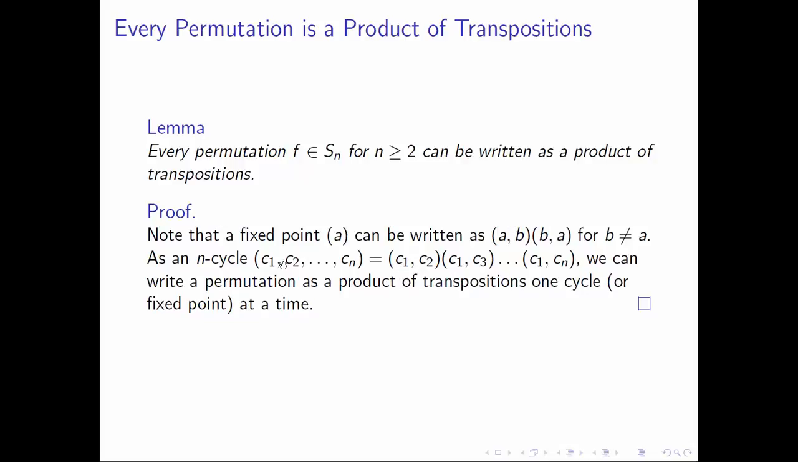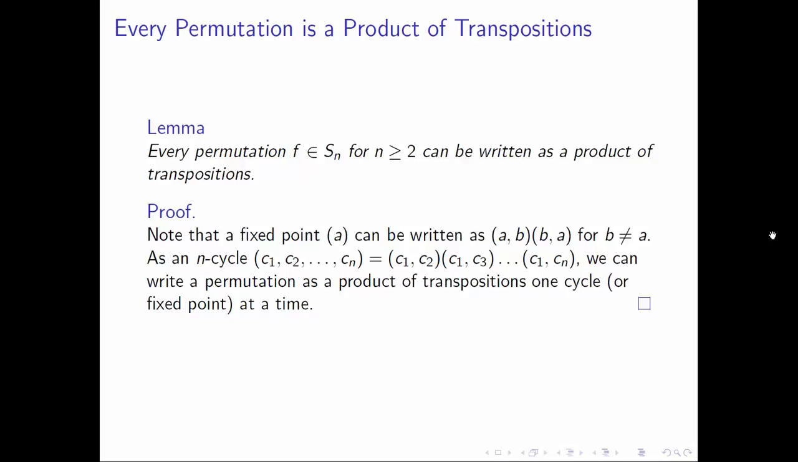Take the first element, which is c1, and have that get sent to c2 and end that transposition. Then have the next transposition send c1 to c3. Then have the next transposition send c1 to c4. So each transposition begins with c1, the first element in the n-cycle, and the last place in each transposition just goes down the rest of the list, c2, c3, c4, and so on until you hit cn. And that's one way that you can take an n-cycle and write it as a product of transpositions.